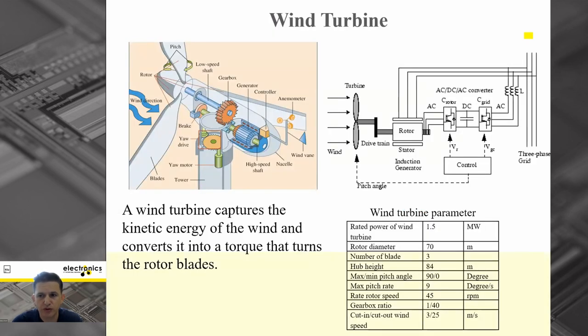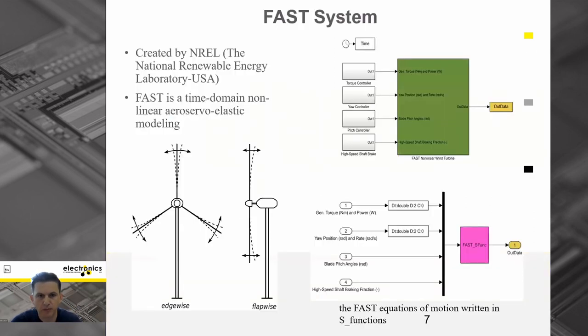The first figure shows where in the turbine the pitch angle is controlled. The second figure shows the connection of the wind turbine to the three-phase grid. It is connected to the grid via an AC-DC-AC converter. However, this part was not dealt with in this study. The parameters of the wind turbine used are shown in the table. These parameters are entered as a sub-block in the simulation file. In table one, a 1.5 megawatt wind turbine was used.